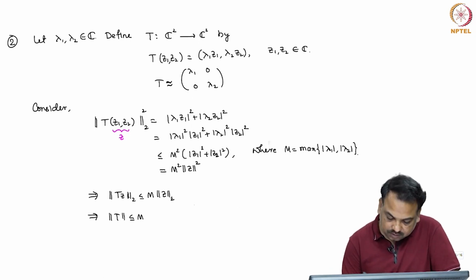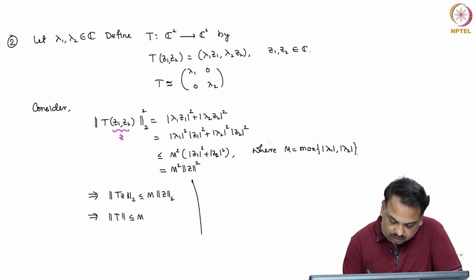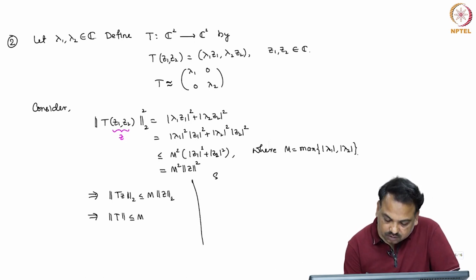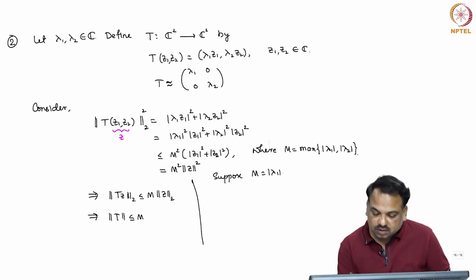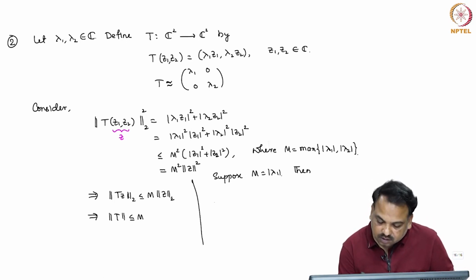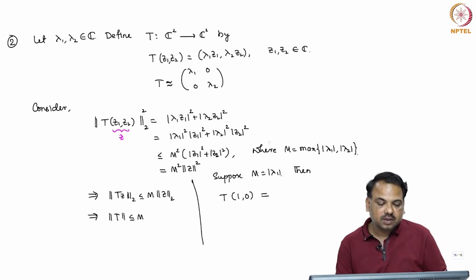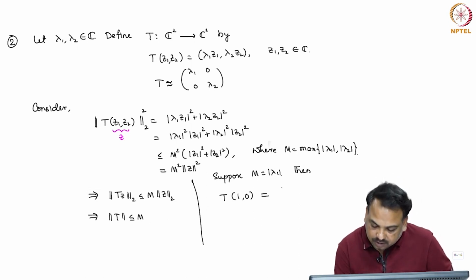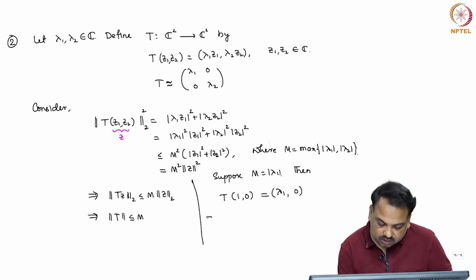Okay, so suppose m is mod lambda 1, without loss of generality, assume that. Then look at T of (1, 0), that is nothing but (lambda 1, 0). So this implies norm of T(1, 0) is mod lambda 1, which is nothing but m.